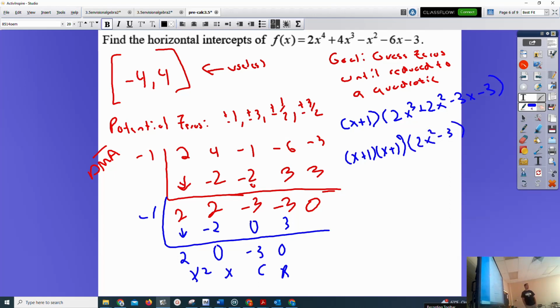And that's where the last two zeros are. Yes, no? If that's where the last two zeros are, what do you set it equal to? 0, unless you know how to factor it. Does anybody know how to factor it?